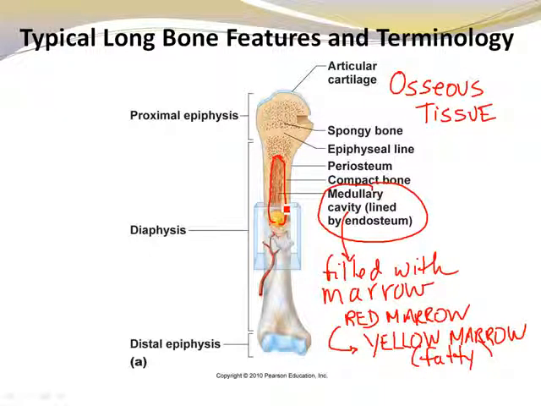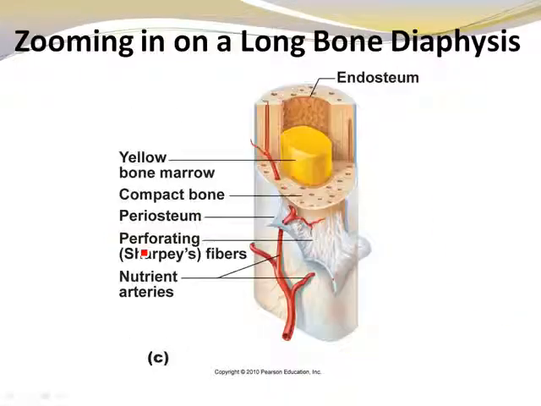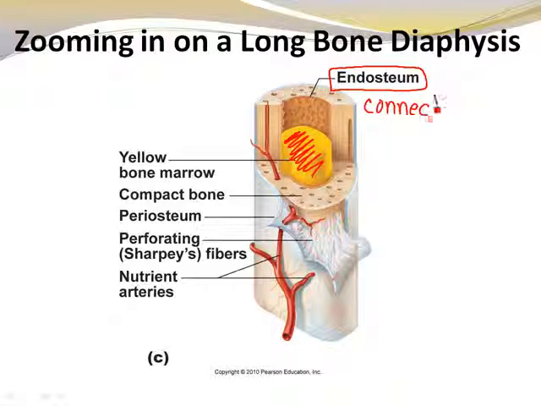A couple of other things we need to talk about on here. Do you see how they're highlighting this portion of the long bone along part of the diaphysis? On the next slide, I'm going to zoom in there. Okay, so we're zooming in just on a part of the diaphysis. And notice in here they've got a big hunk of yellow marrow passing through. Do you see where they've got this term endosteum? That is a connective tissue lining.